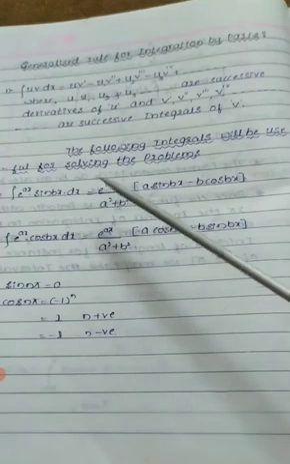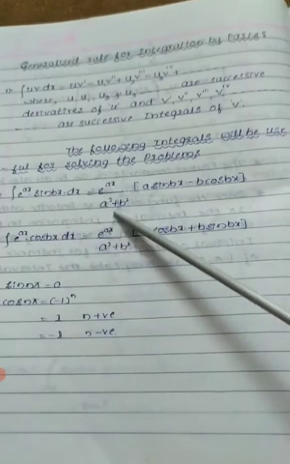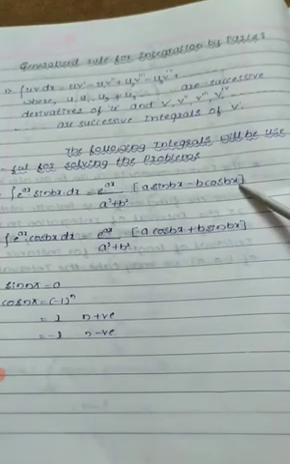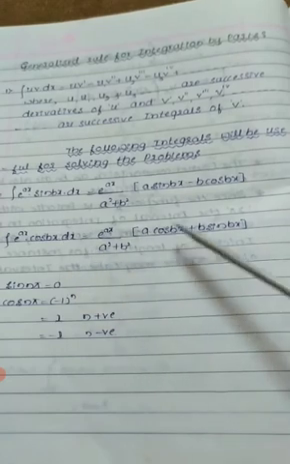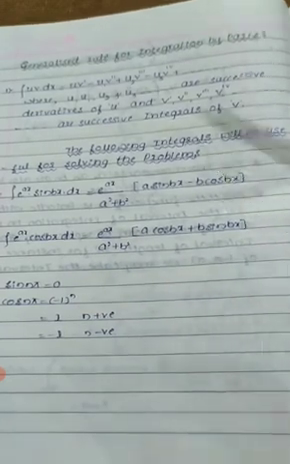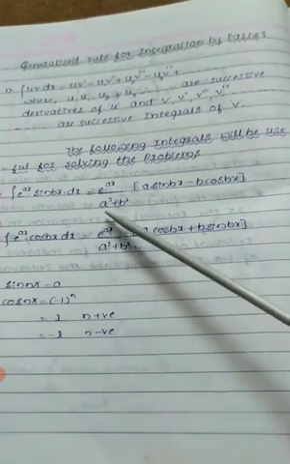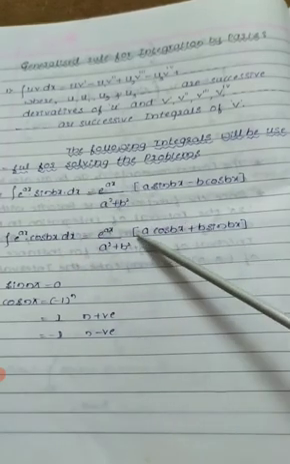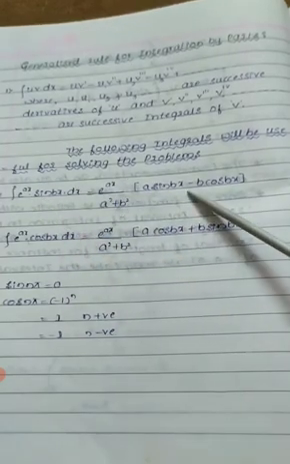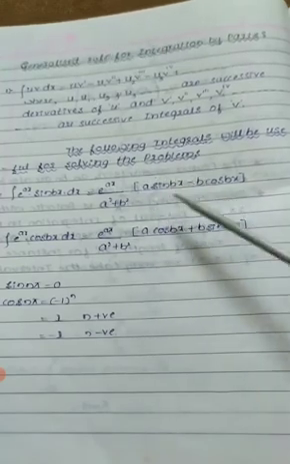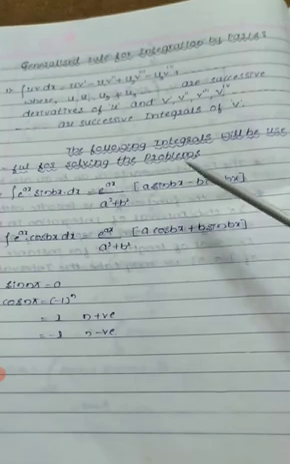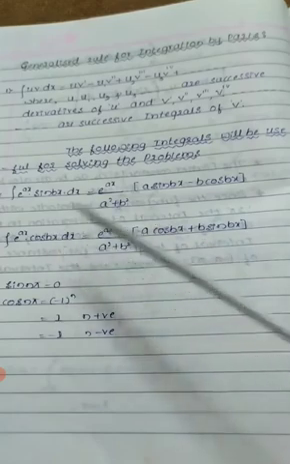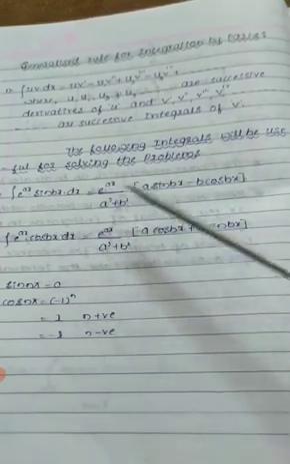Here the coefficient e to the power ax divided by a square plus b square is common to both. Some tricks to remember: for the sine integral, the first term is a sin bx, and then minus b cos bx. First is sine, next is cos. For the cosine integral, first cos, next sine, and the sign is different: a cos bx plus b sin bx. For sine it is a minus, for cos it is a plus. These are the standard formulas.